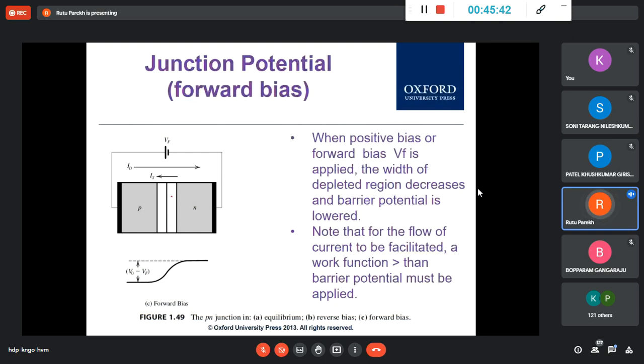So the electrons and holes can easily pass now. The barrier is very weak now and they can pass. This is what we call the forward bias region. See, this potential is decreased, whereas in reverse bias it was increased. So it is all understood now.